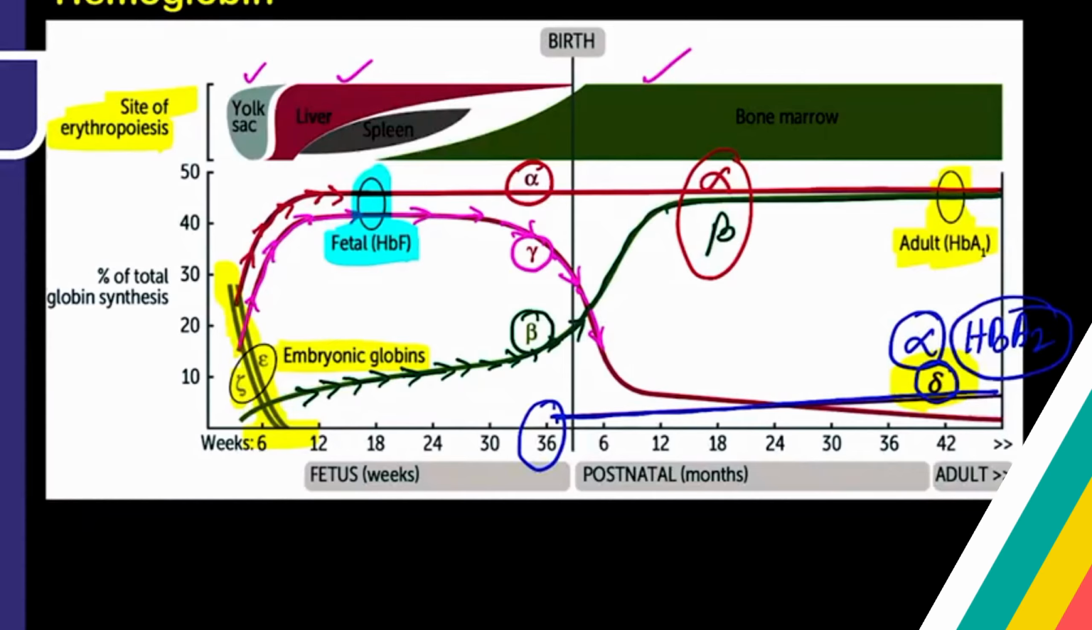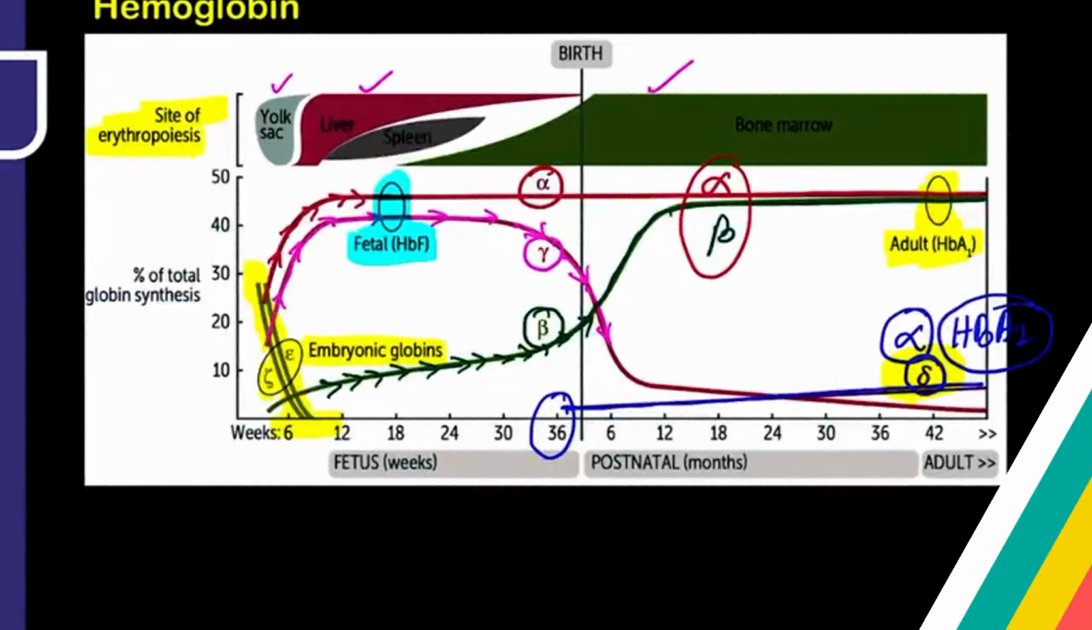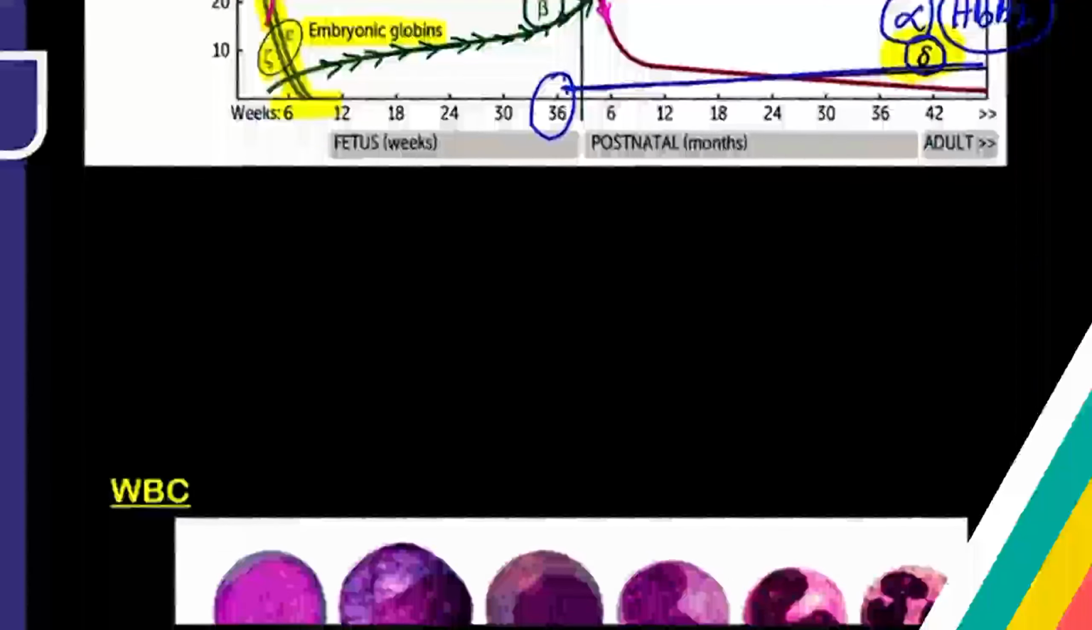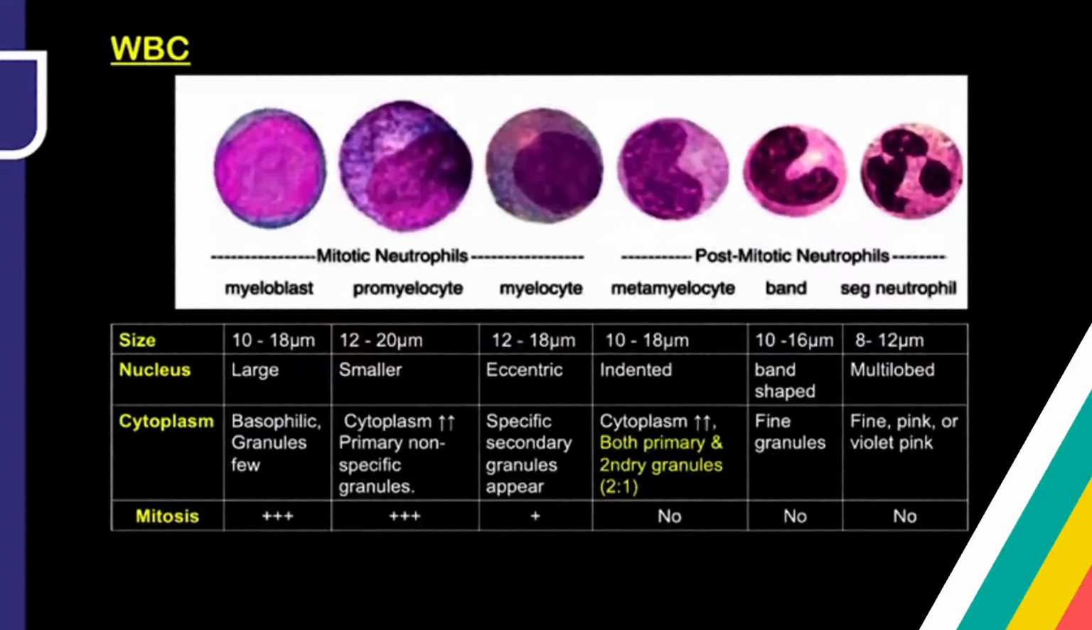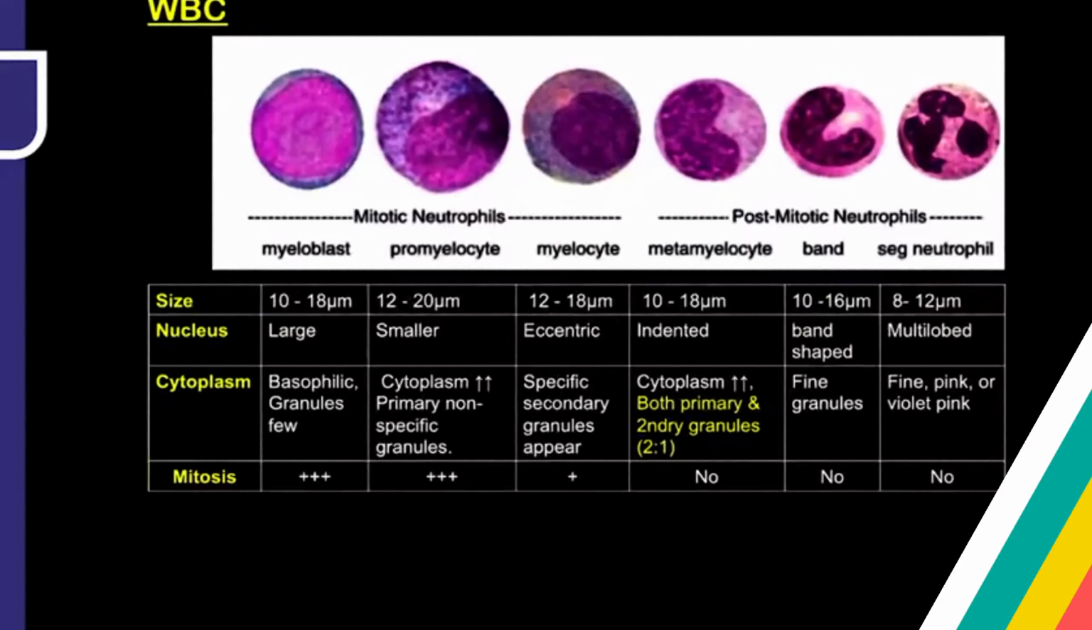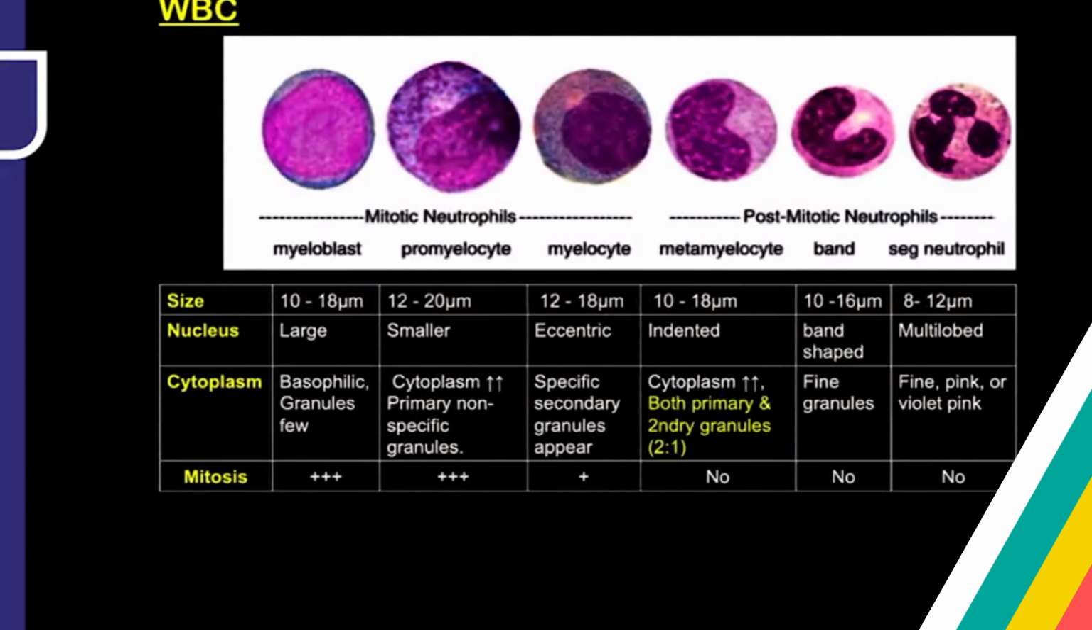So this way, you have to remember this diagram, that how these hemoglobin chains are changing their concentration with different stages of life, right? So this is all about the RBC. Now coming to the WBC. So again the same thing. For WBC, what you have to read mainly is the development of the WBC cells, right?